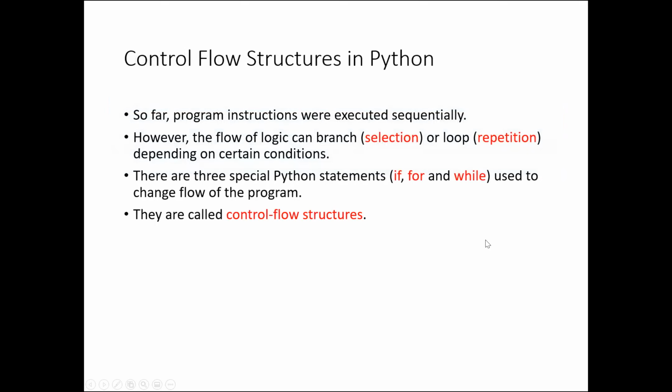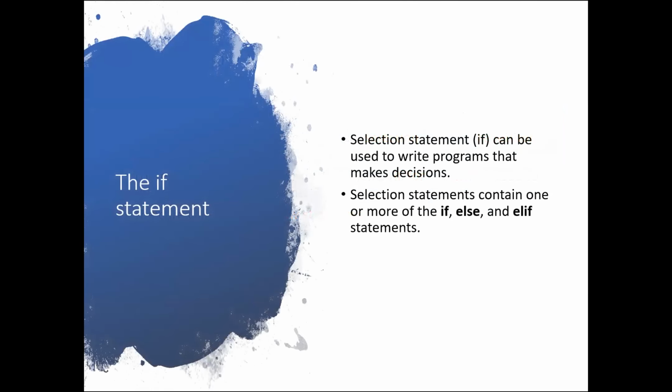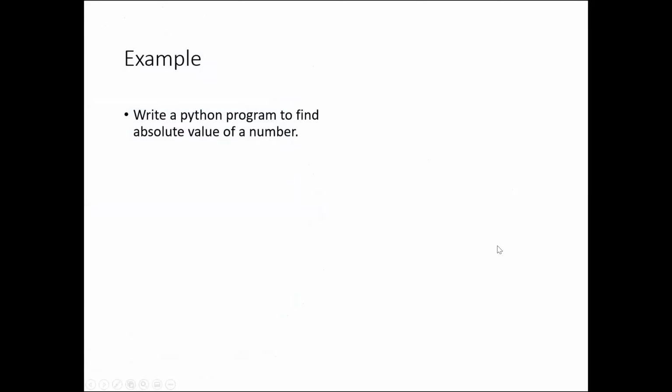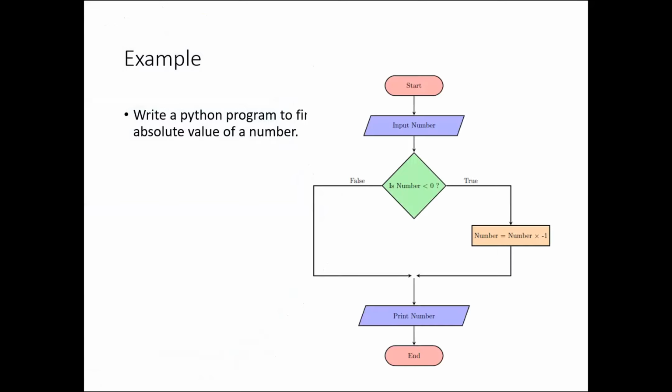Okay, and then let's start with the selection. For that we have if, else, and elif. If else, I hope you are familiar, but elif means else if. So when you have multiple nested if statements, you can have an elif statement. Now here is a small example I will give you as a flow chart, and then let's see how to put this in Python.